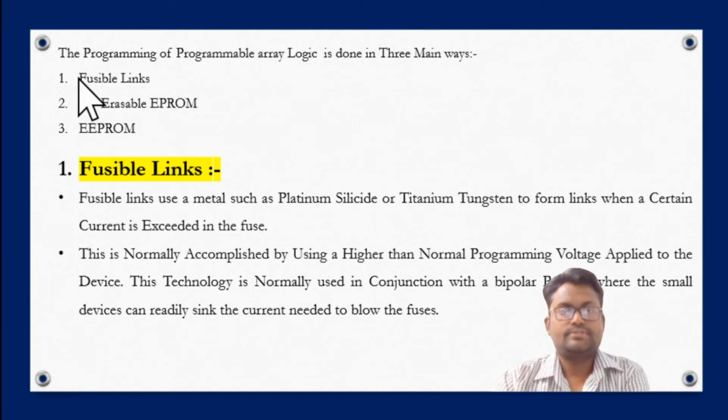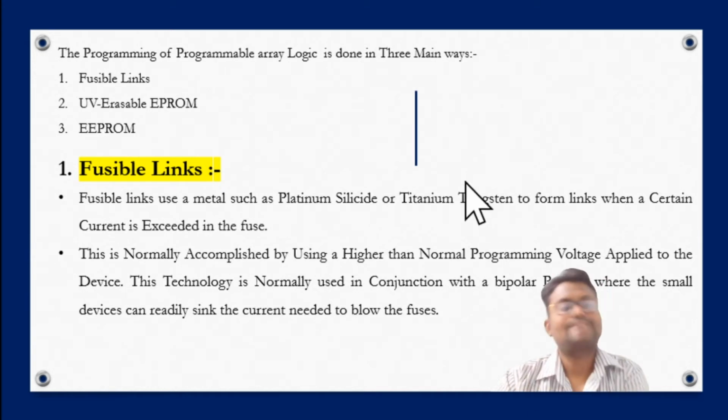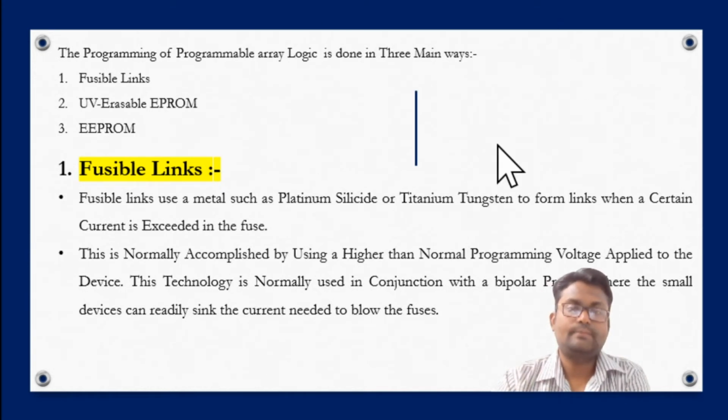Okay, the first one is the fusible link. This is the theoretical portion of the fusible link. What is the fusible link? We know how memory cells are framed, how memory cells are made.